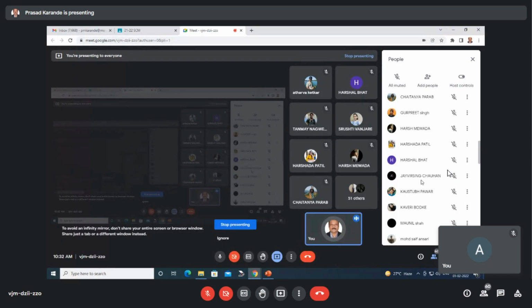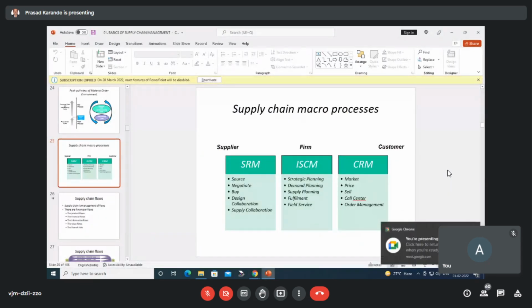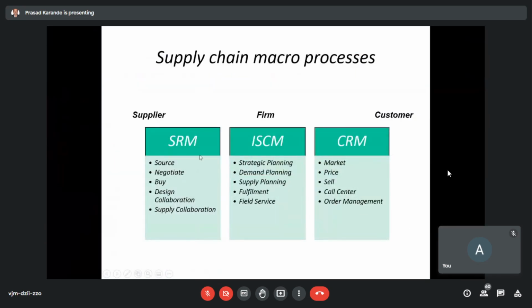And so whenever we are talking about supplier relationship management, it is required that you have supplier relationships with the different suppliers. So the first stage or process in supplier relationship management is source. Sources are your suppliers. These are your vendors. These are the multiple sources through which you receive the material.